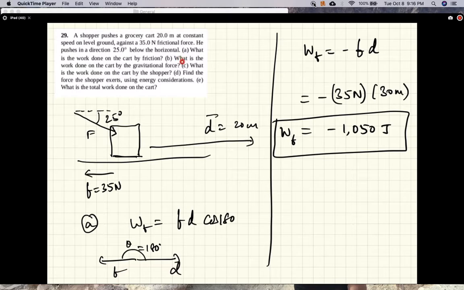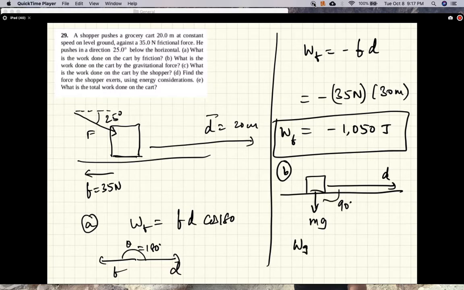And then part B, what is the work done on the cart by the gravitational force? So here's the cart, and that's the direction of displacement, and the force of gravity is that. The angle between the two is 90 degrees. The work done by gravity is force of gravity times d times cosine 90, and cosine 90 is 0. So gravity does 0 work.